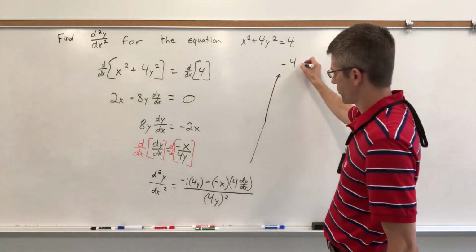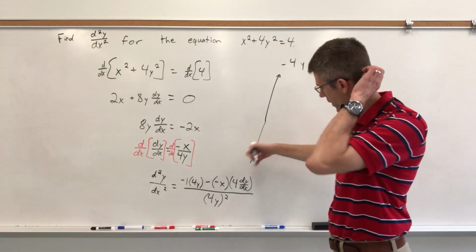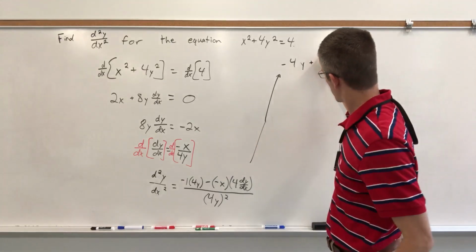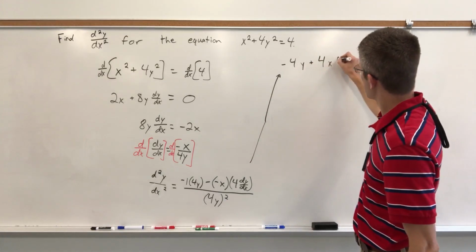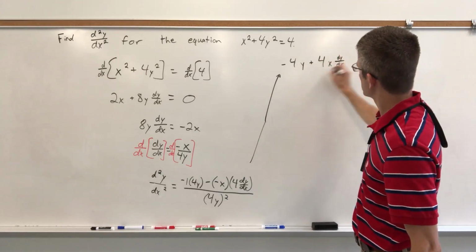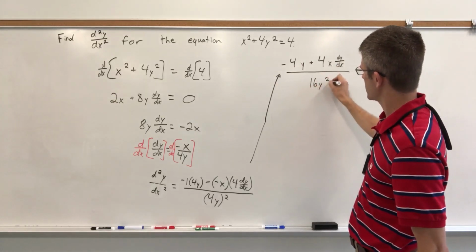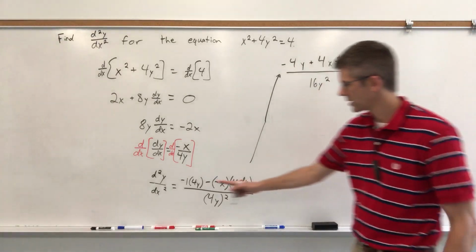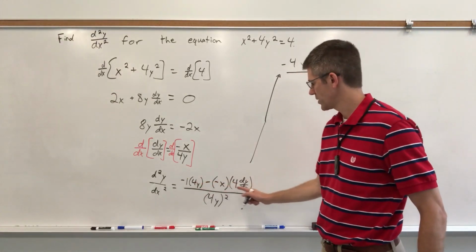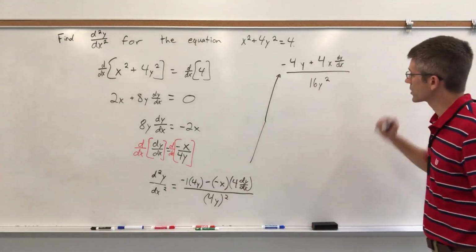There we go. Negative 4y plus x times 4 dy/dx, so plus 4x dy/dx, all divided by, and I'm going to go ahead and call it 16y squared. I think that's fair and pretty easy to do. Looking through my work, making sure I didn't make any mistakes: f prime g minus f g prime, all divided by g squared. Got it. We're good.